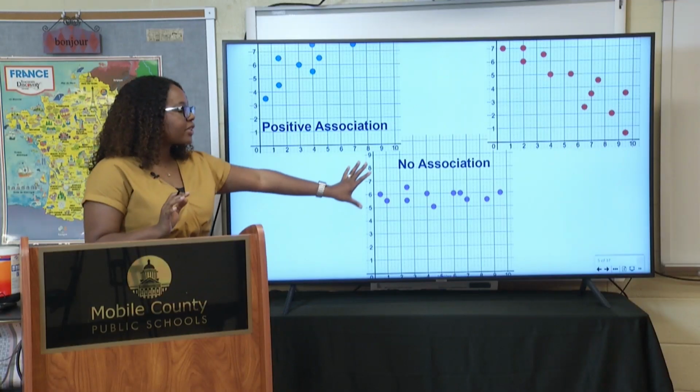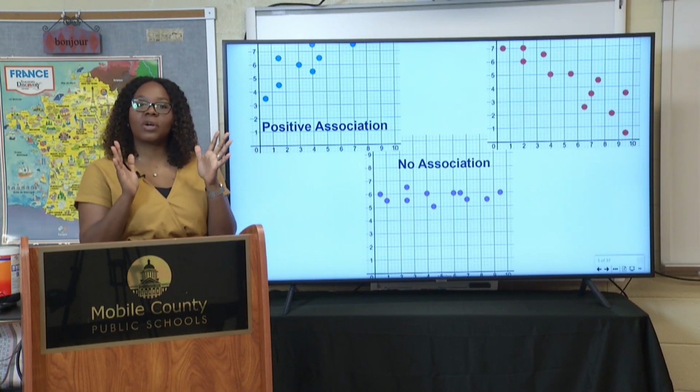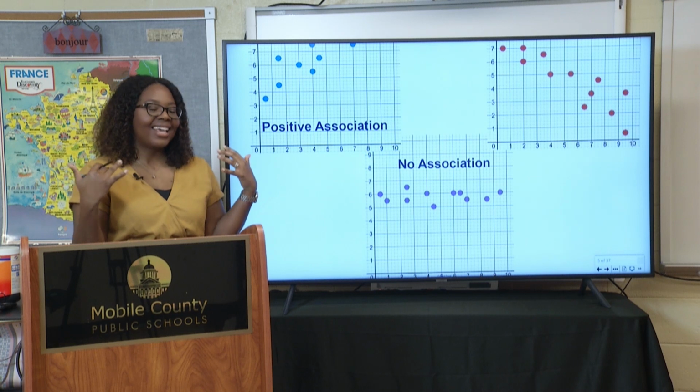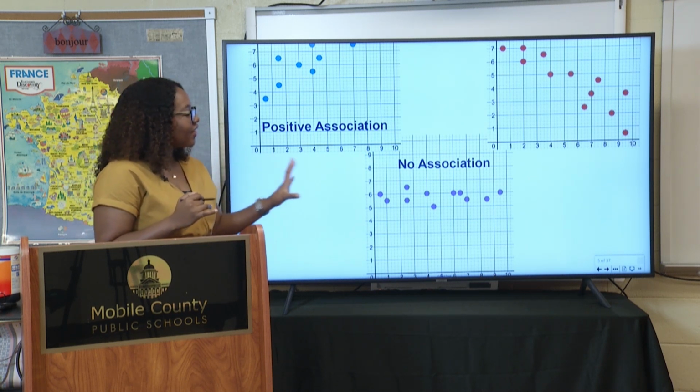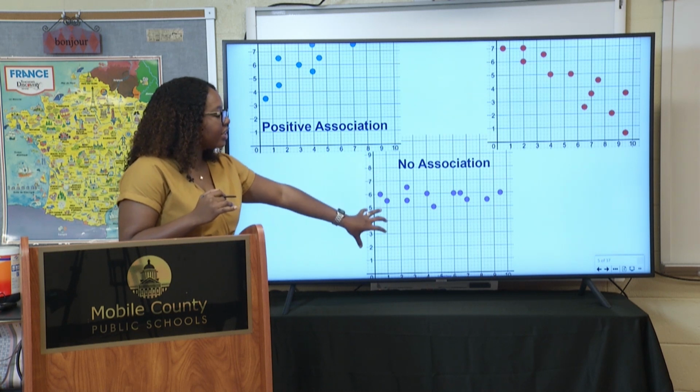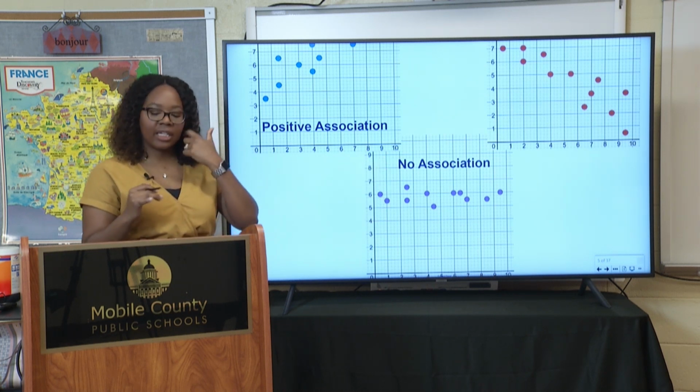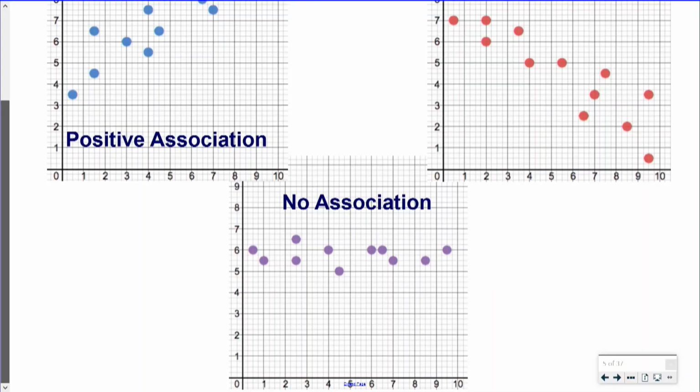If we have a scatter plot that's unique, like our purple scatter plot, it looks like it's forming a horizontal line. So it's still linear-like in nature. However, this association is neither increasing nor decreasing, so we say that it has no association or no correlation.